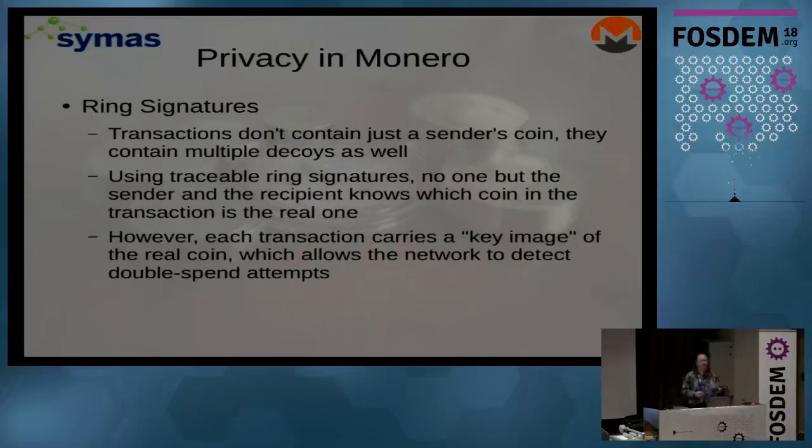Another mechanism used is called a ring signature. So the transactions don't just include the money that you're sending. They also include decoys from other users on the network. And using these ring signatures, it means you can prove that the signature is valid, but you cannot prove whose key was used to sign it.